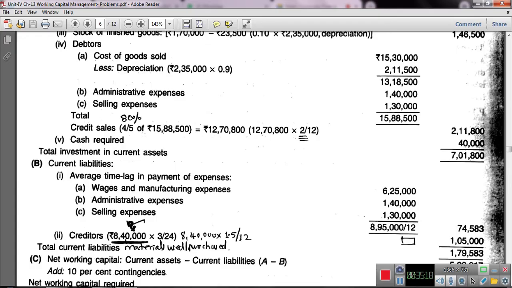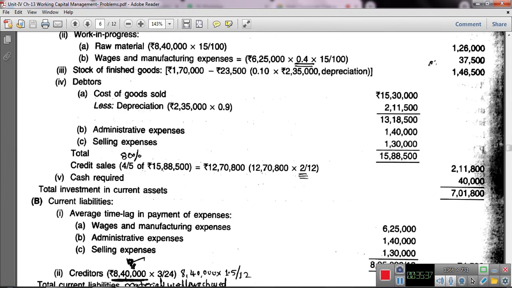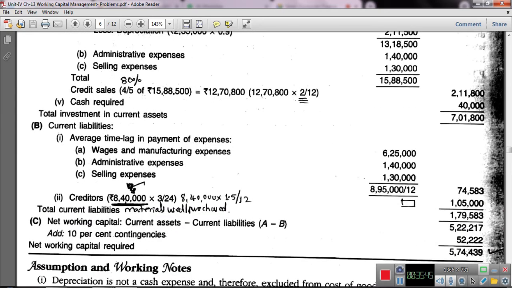I hope the statement I am making again and again, that in semester 1 accounting for managers you need to be conceptually very strong. Then the last current asset in the list is cash required, 40,000 rupees. So if you add all these current assets, the total amount required to invest in current assets is 7,01,800. Any doubt so far?